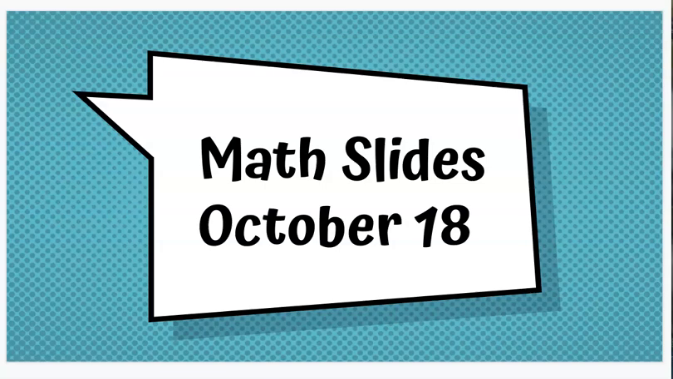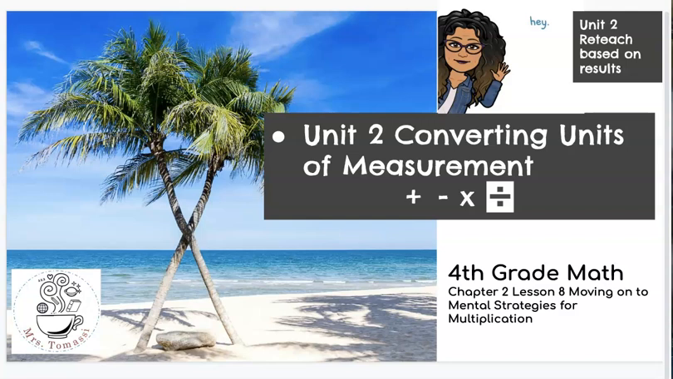This is the way I've tended to teach math in the past. It's called flip learning. But instead of for homework, we're going to use it in the classroom to kind of give it a go. So what's going to happen today is we're going to take a look at Unit 2, Chapter 2, Lesson 8, moving on from mental strategies and multiplication.